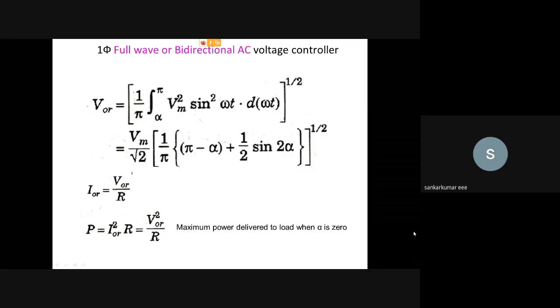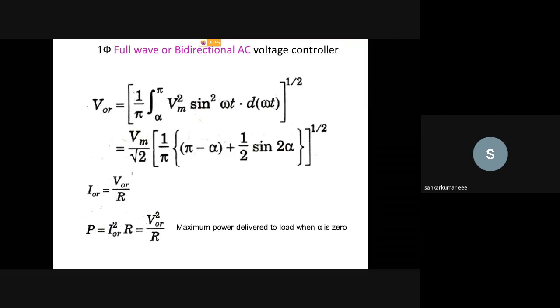So in the last class we studied the AC voltage controller of bidirectional type. Today you can see the small derivation for the RMS voltage, RMS current and the power factor for those voltage controllers.